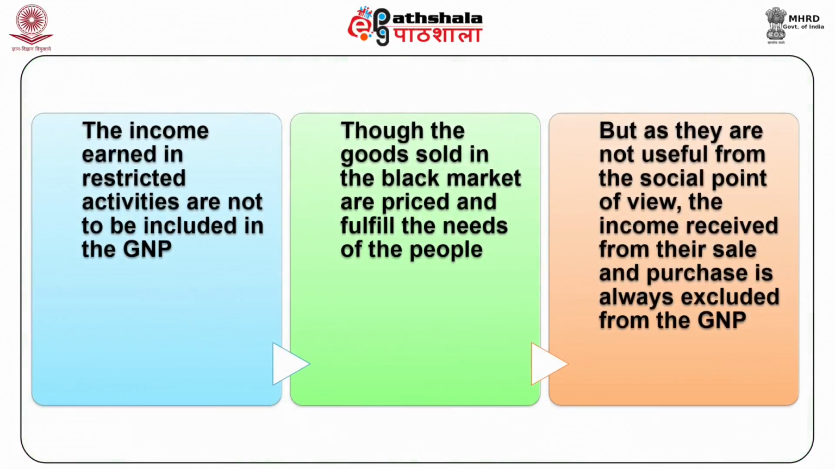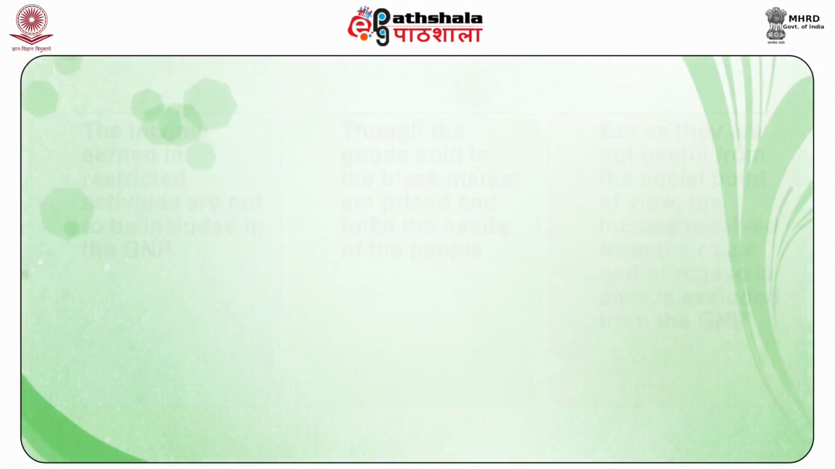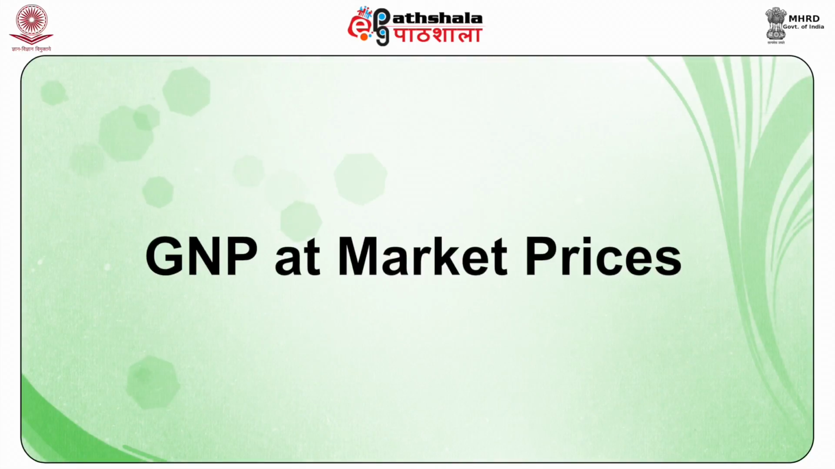Seventh, the income earned in restricted activities is not to be included in GNP. Though the goods sold in the black market are priced and fulfill the needs of the people, as they are not useful from the social point of view, the income received from their sale and purchase is always excluded from the GNP. G. GNP at market prices. To convert gross domestic product into national product, we must add the total income from abroad into a nation.